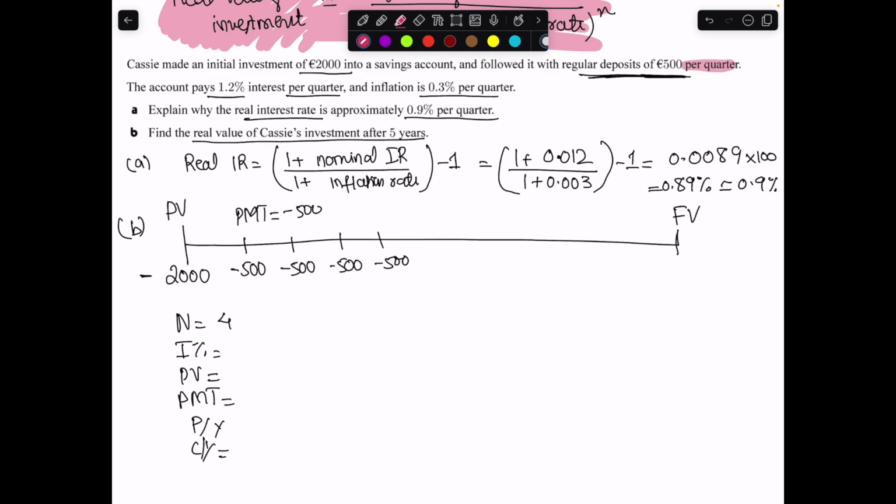Per quarter, inflation per quarter, interest rate per quarter, everything has the same units, right? So this is going to be 4 quarters in 1 year, multiplied by how many years she's looking for? 5, multiplied by 5. So N is going to be 20. So remember this, that N is 20. These are the number of periods.